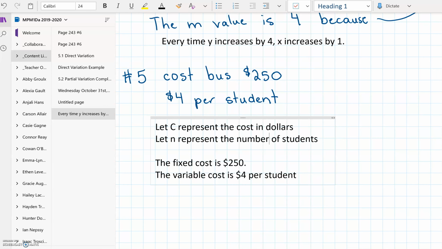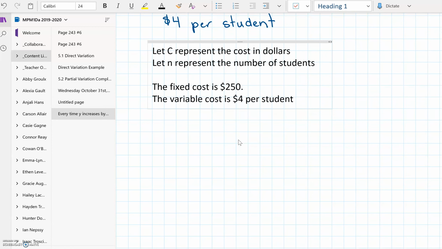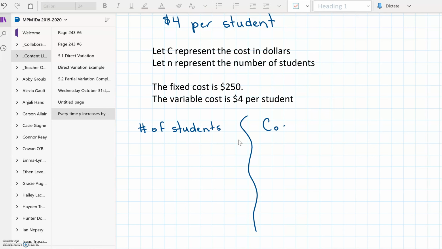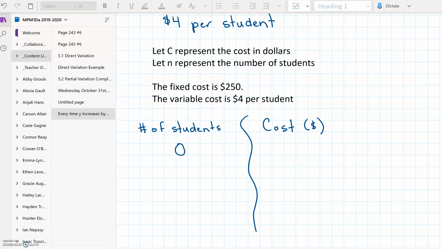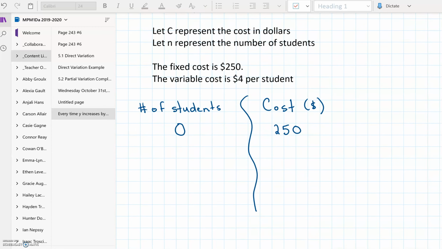So I told you I do not want you to make an equation without having a table. So we're going to go ahead and do that. Number of students is going to be on the left, or amount of students, it doesn't really matter. And like I said in class, the cost is normally always on the right because that's the one that depends on the number of students. So if 0 students go, the cost is not $0 because the school has to pay for the bus no matter what. So that cost, the initial value, for 0 students, is $250.